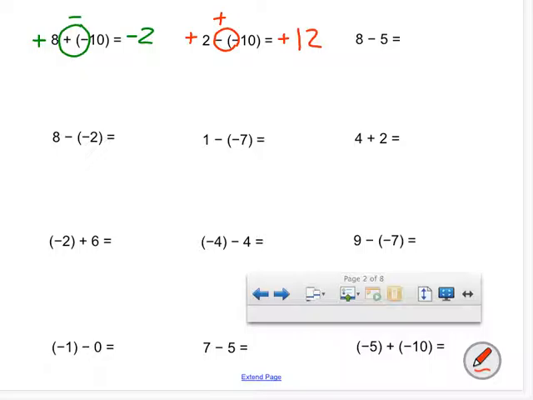So when I have the same sign, I add them and I keep their signs. Okay, so if I had 2 negatives, I would add the 2 negative numbers and the answer would be a negative. Okay, so in this case, I have 2 positives, I add them, and I keep the sign. It's a positive 12. Who's got the next problem?